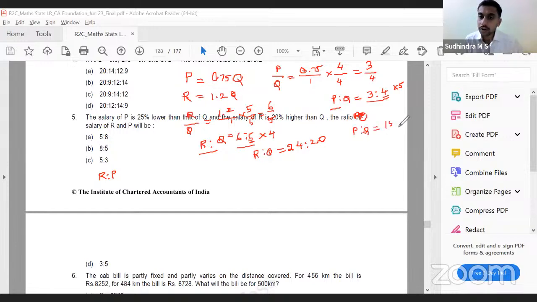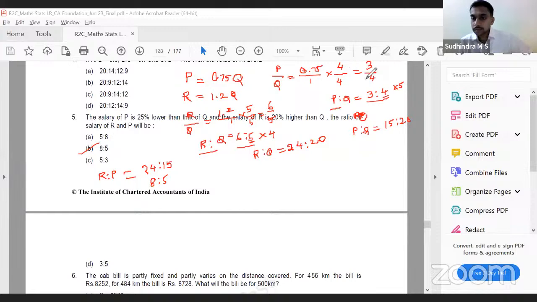15 is to 20. Now Q is 20. So I can compare R and P. So R is to P would be 24 is to 15. 3 8s are 24, 3 5s are 15. So 8 is to 5.